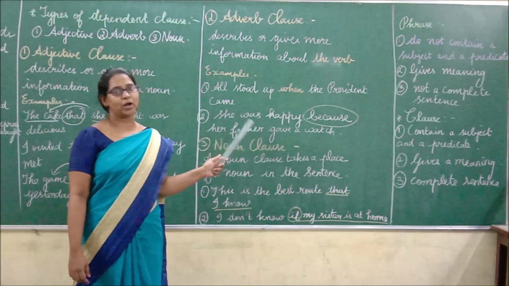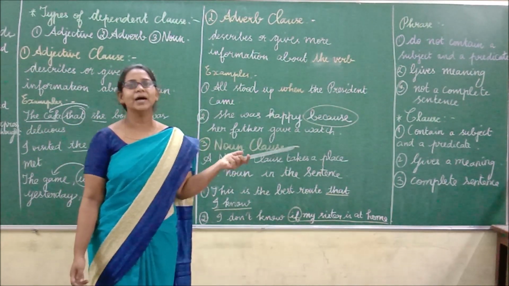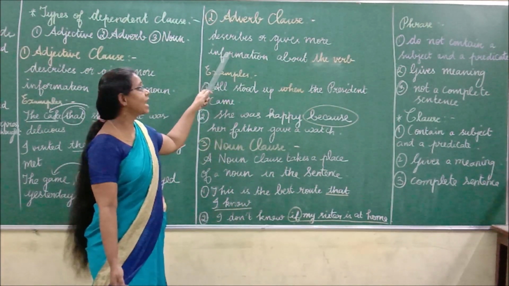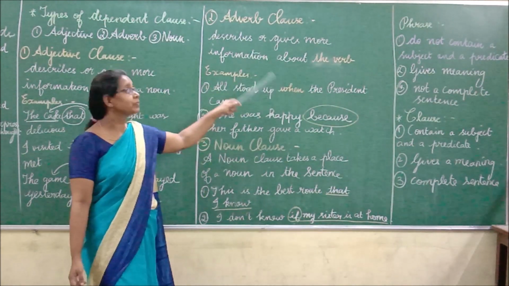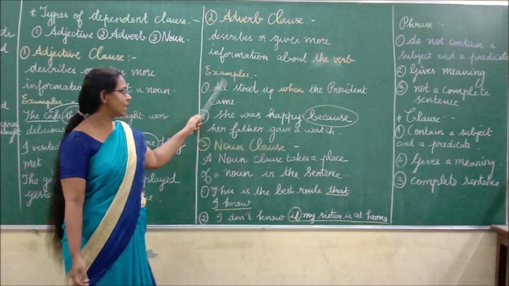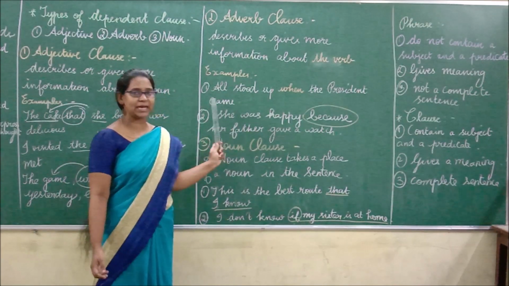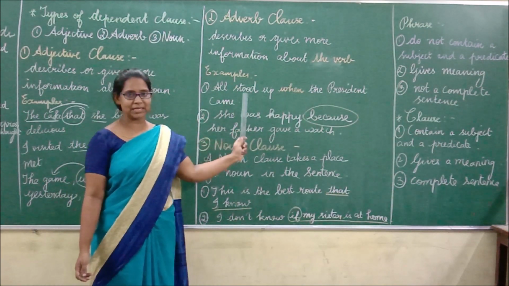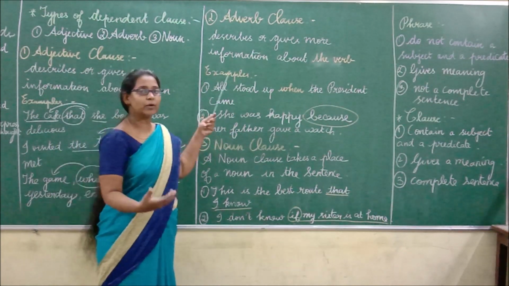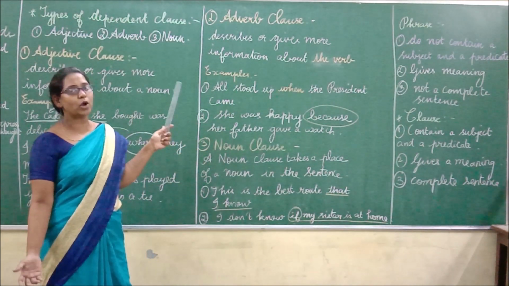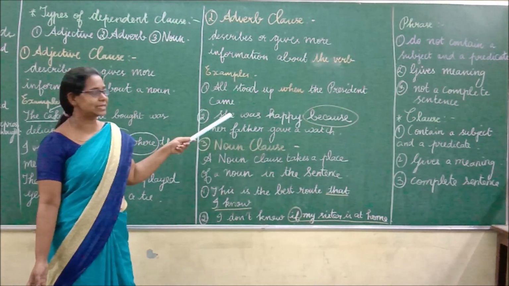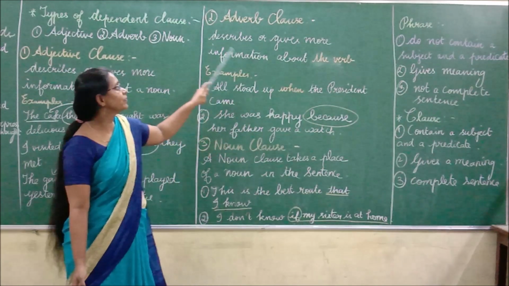Next is adverb class. What is meant by adverb? Adverb is that which describes the verb. Adverb class describes or gives more information about the verb. Example: All stood up when the president came. Here, when says about who all stood up, and when did they stand up? Here when is the adverb class.